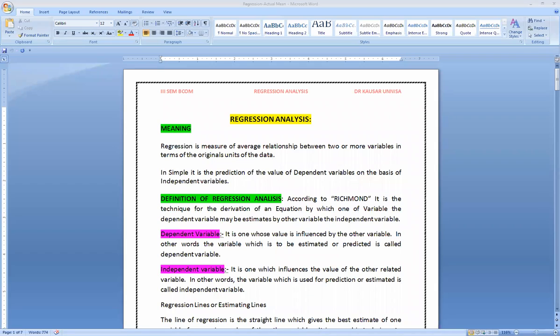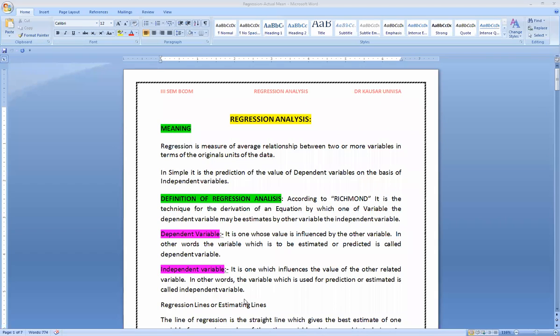In the case of regression analysis, there will be two variables. One will be the dependent variable, another will be the independent variable. What do we mean by dependent variables? Dependent variables are those which are to be estimated or predicted, where we find out the value of the variable. They are the estimated or predicted values, which are influenced by other variables. By having a base on another variable, we calculate the value of one more variable, that is called the dependent variable.